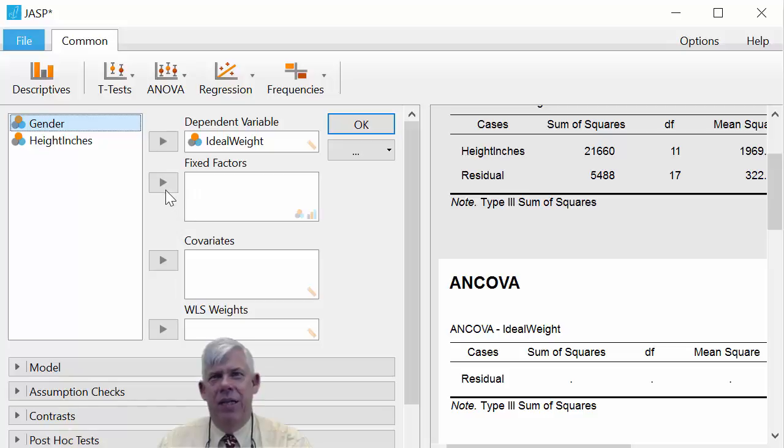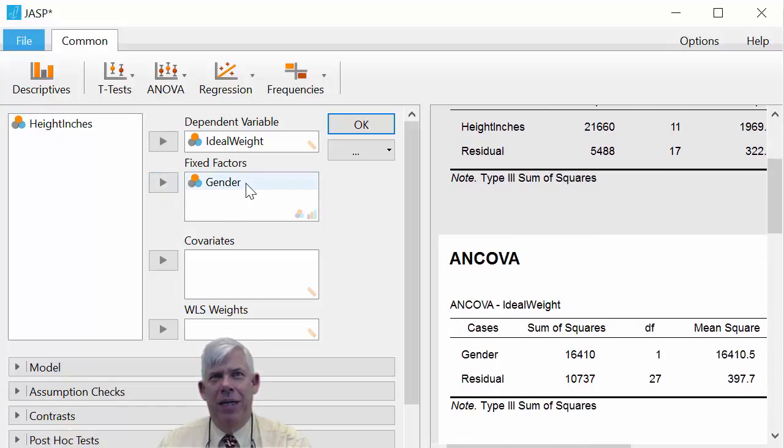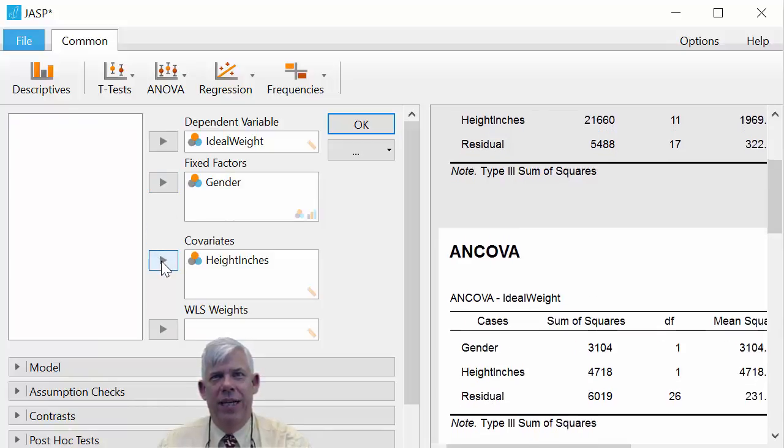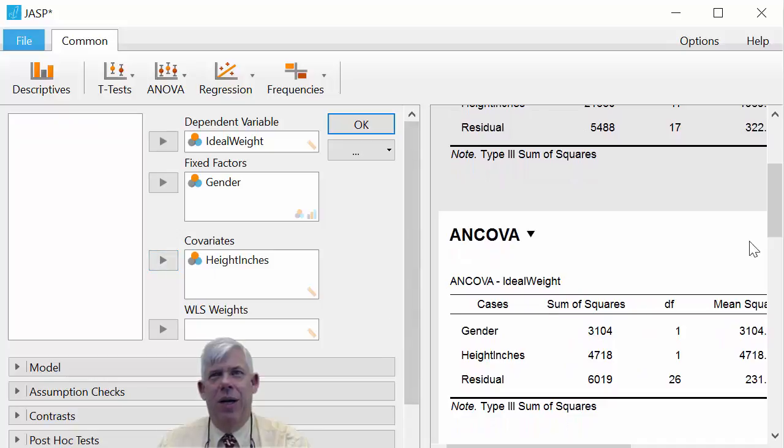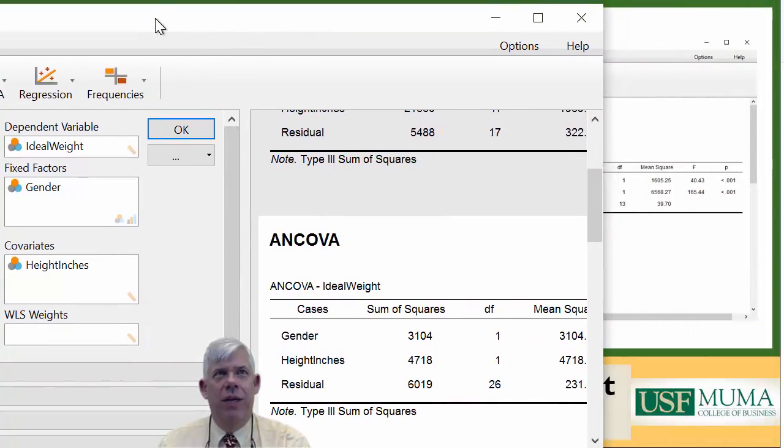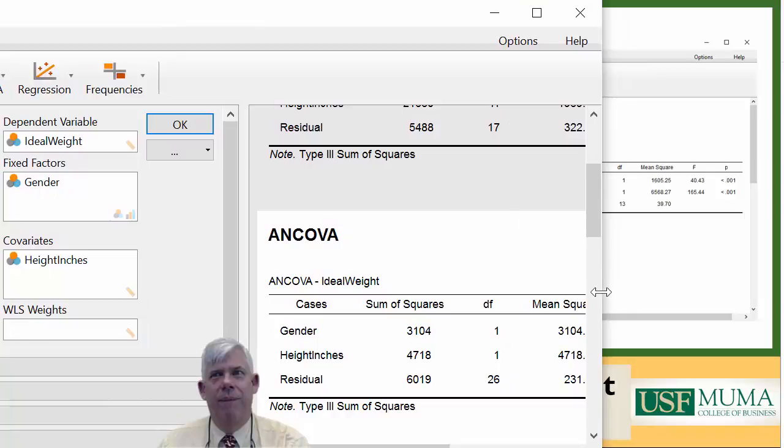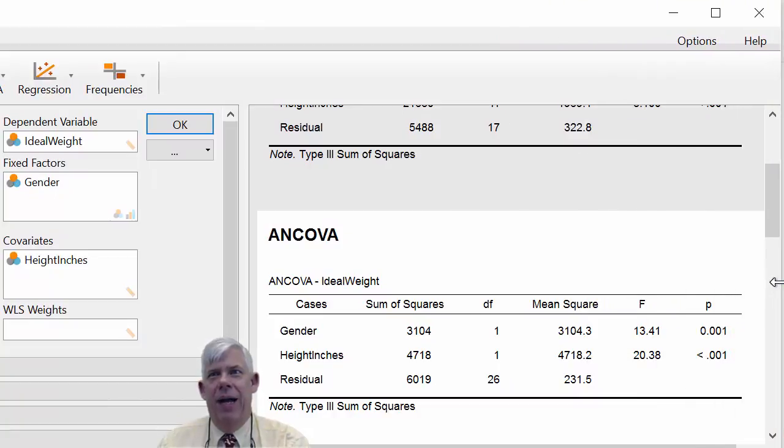What we're interested in is, does gender have an effect? So gender will be what we use to break it up into boxes. And then the covariate that we're going to adjust for is height in inches. And so here, I'll just move this over so we can see what the results are. And here what we see is that gender has an effect, a significant 0.001. Now, it's not a gigantic effect. It's not less than 0.001, but 0.001 is pretty good.